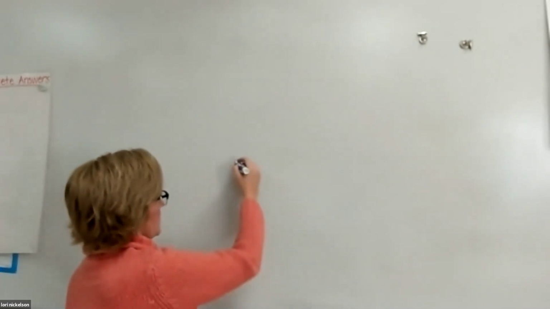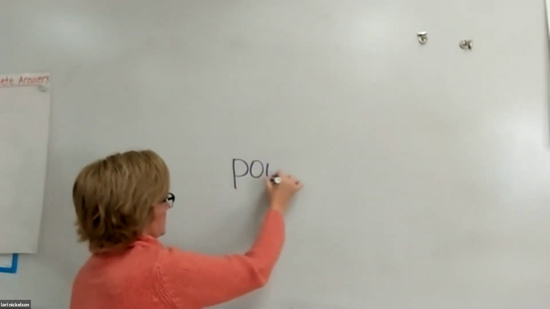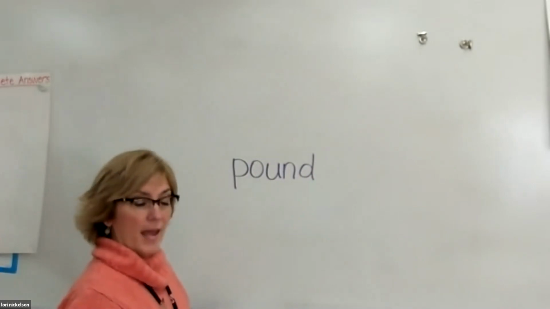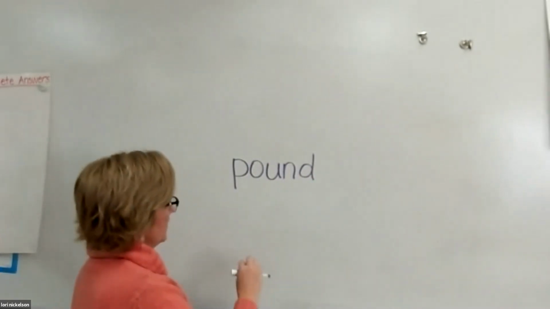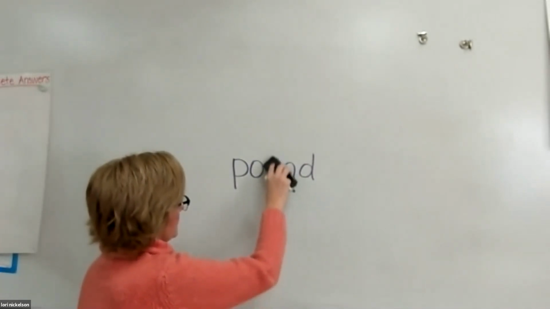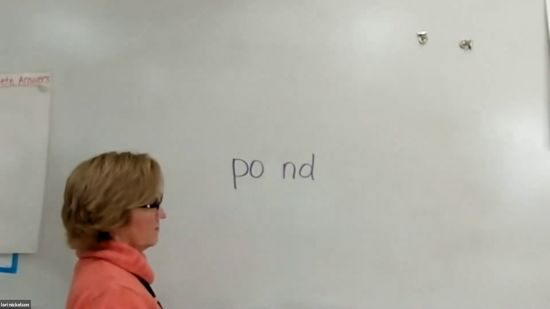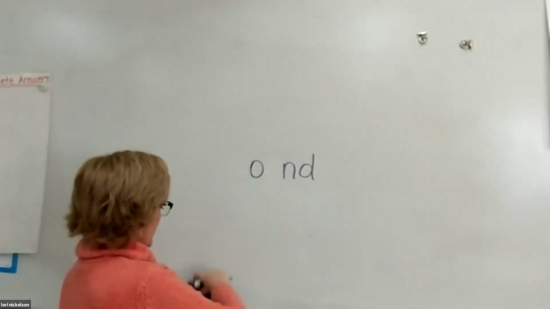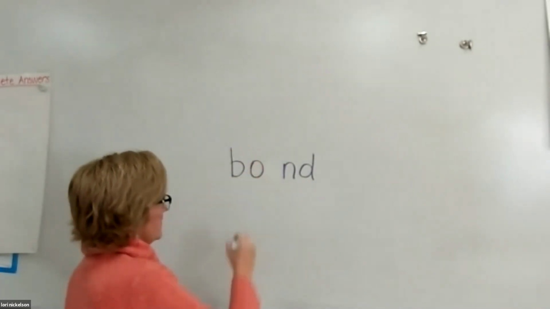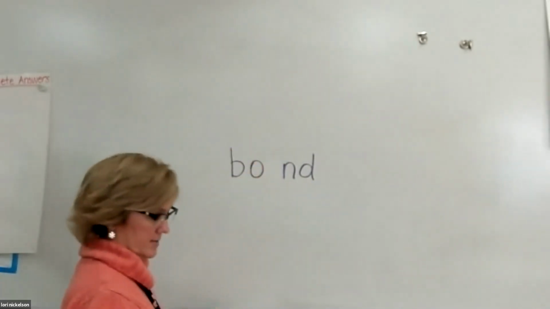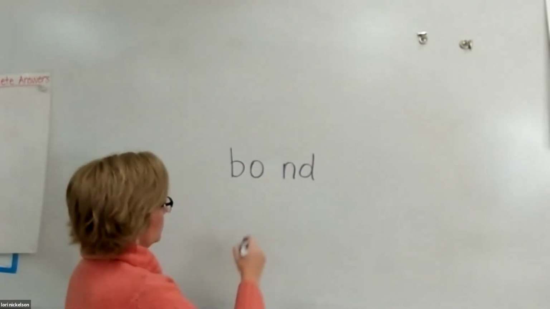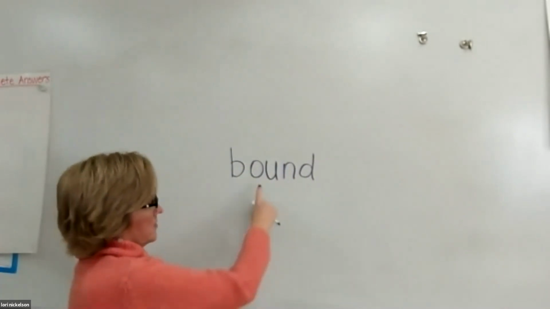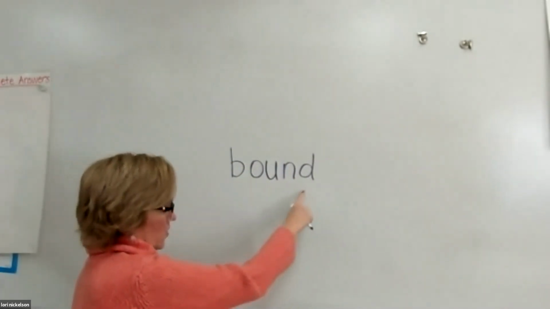I'm going to start with this word. What is that word? Pound. Great. So what if I take out that U? Now what do I have? Pond. Good. What if I take this P off and put a B up there? Now I have bond. Awesome. What if I add a U in there? What do I have now? Remember, that has the ow sound, so it's bound.